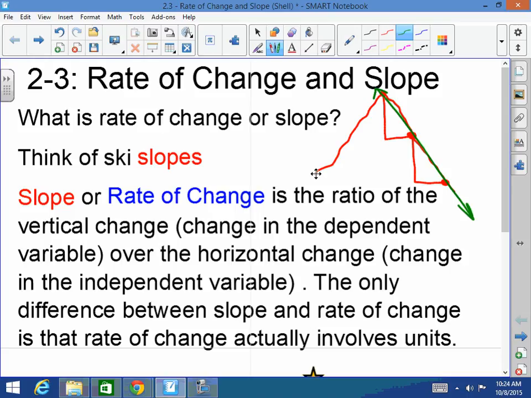So a rate of change or slope is the ratio, a fraction, of the vertical change, that's the change in the dependent variable, the y, over the horizontal change, which is the change in the independent variable, the x. The only difference between slope and rate of change is that rate of change involves units. When we're dealing with units like feet, seconds, miles, time, we're talking about a rate of change. But the formula is the same.